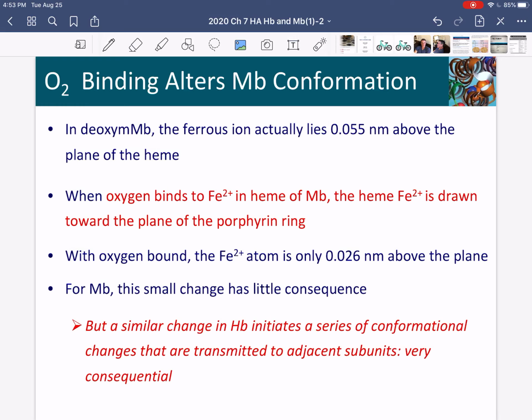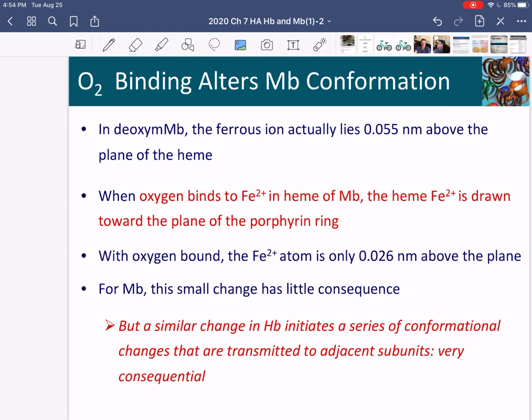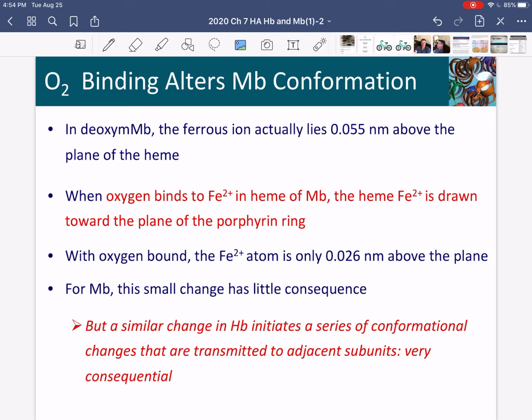All right, let's continue on with oxygen binding to myoglobin versus hemoglobin. Now, in deoxymyoglobin and in deoxyhemoglobin, the ferrous iron, that iron ball that we saw in the center of the porphyrin ring, actually bulges up above the plane of the heme a little bit. That means when oxygen isn't there as the sixth ligand underneath to pull it down, it actually pooches up towards that F8, that histidine F8 ligand.